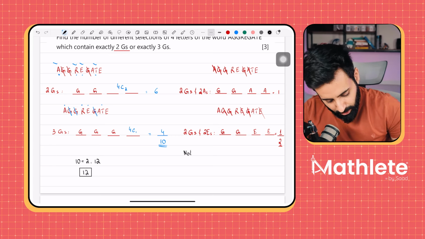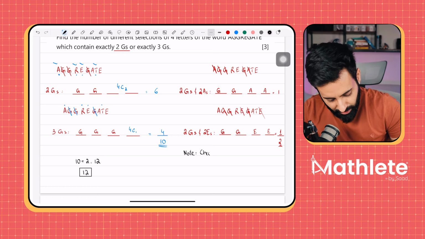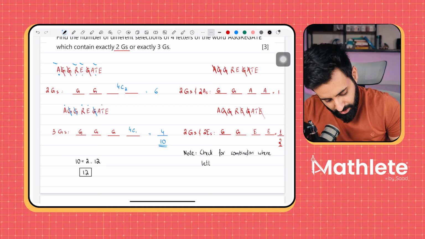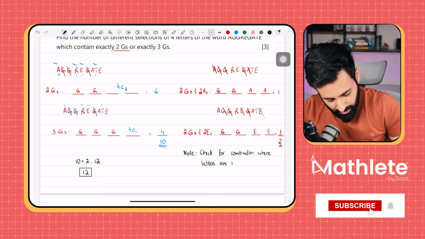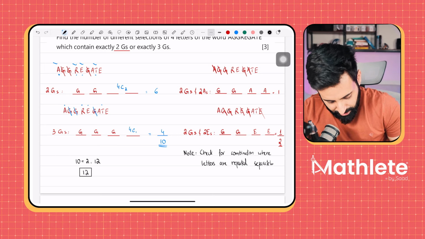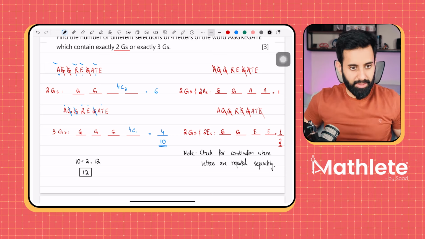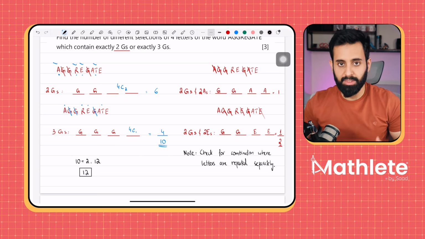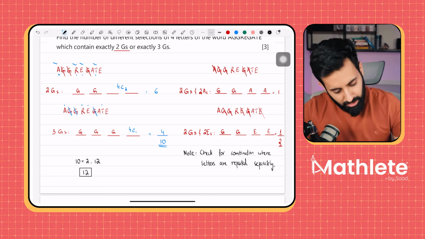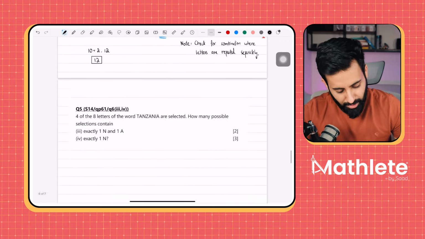Now, an important note. The note is that check for combinations where letters are repeated separately. Okay, so if let's say you fulfill the condition and the remaining letters are such that within those remaining letters there are some letters that are being repeated, so for those repetitions you check separately. Okay, so remember this simple note and you'll be fine, inshallah.